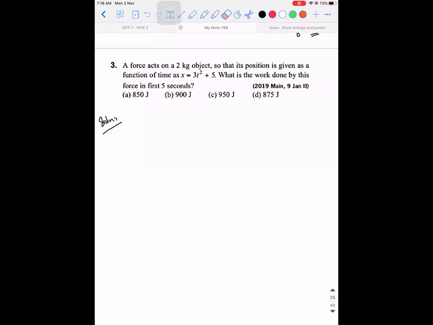So you read the question carefully. What is the work done by the force in the first 5 seconds? If you substitute t is equal to 5 in this, the value of x you are getting is the displacement at 5 seconds. So what are we supposed to do? Integrate. Yes, we have to integrate it, but integrate what?